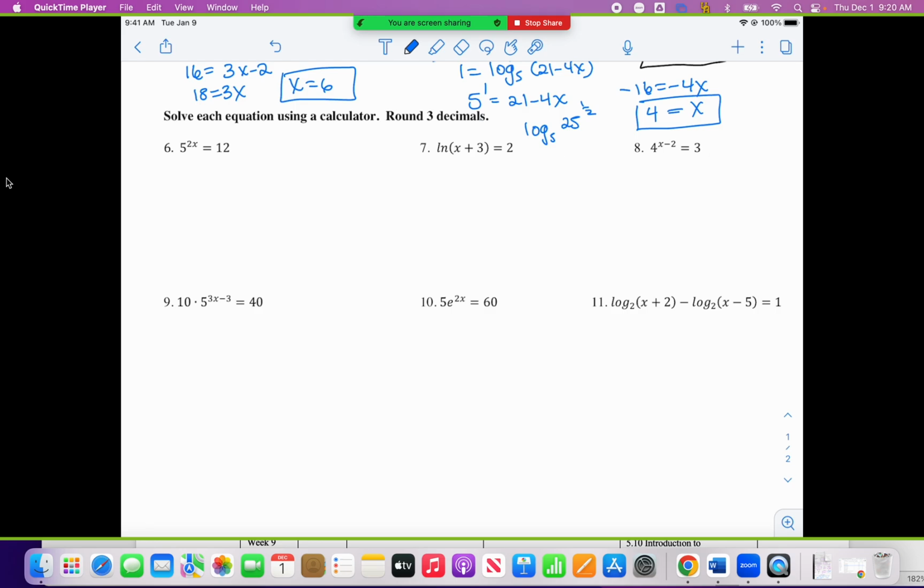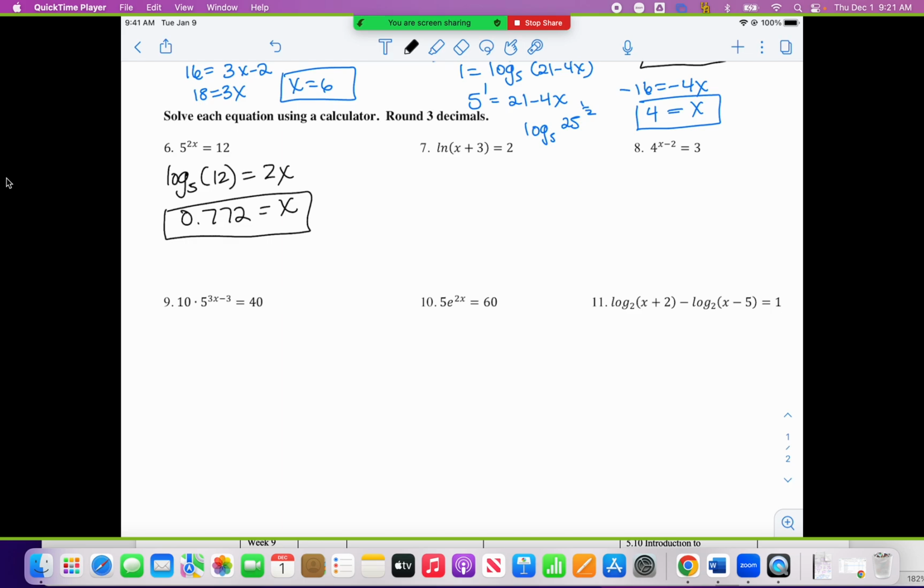All right, just to make sure you're off to the right start. Number 6 is exponential. I cannot get the bases to be the same. So this is punch in the calculator, rounding 3 places. I got 0.772. Can you give me thumbs up? Did we get it? If you did not, raise your hand, let me help you, okay?